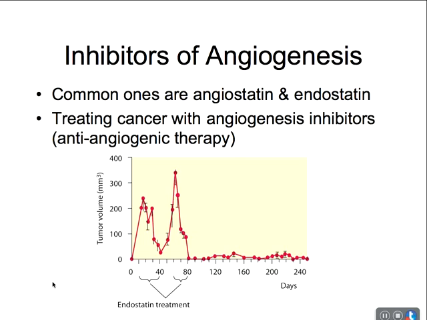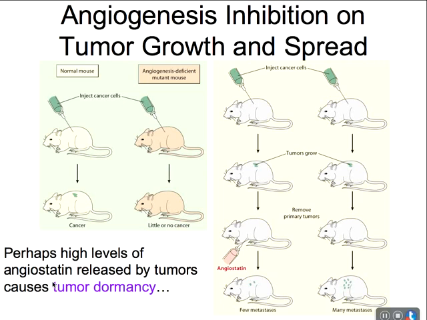Let's look at some treatment studies that they did on mice at the beginning of this work. On the left-hand side, what they're doing here is injecting lung cancer cells into a normal mouse and then into a mouse that is angiogenesis deficient. It's not capable of undergoing angiogenesis, it's a mutant. Not surprising, you inject the lung cancer cells into a normal mouse, you wind up with lung cancer. You inject those lung cancer cells into a mouse that cannot undergo angiogenesis, and you wind up with no lung cancer, because the tumors can't go beyond a couple millimeters in size.